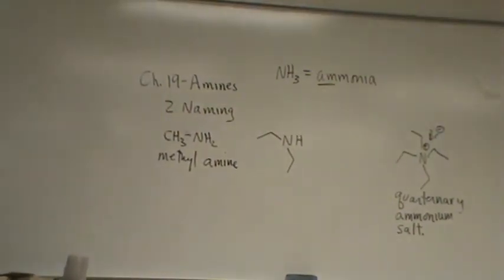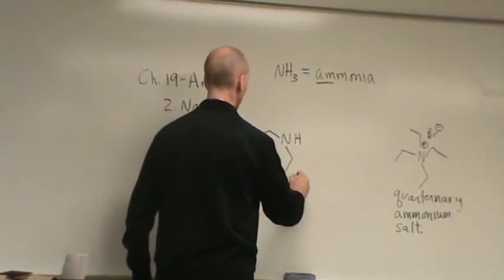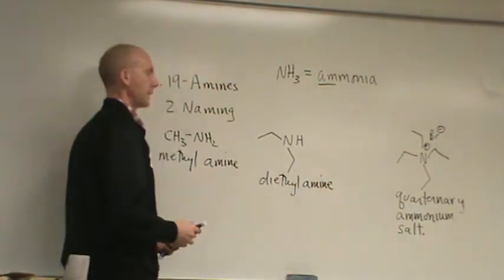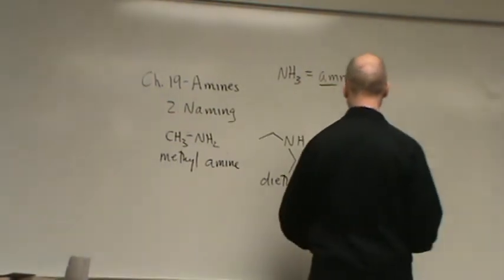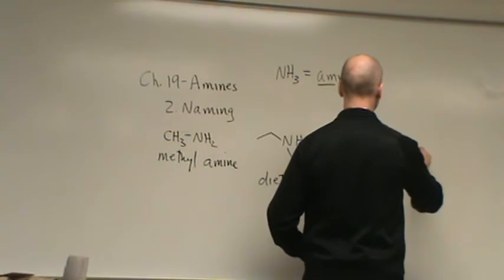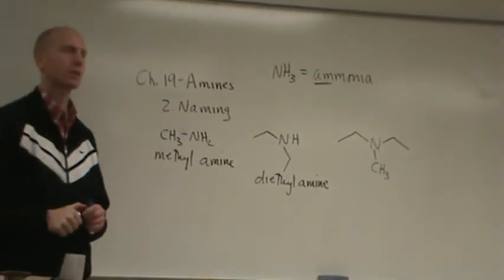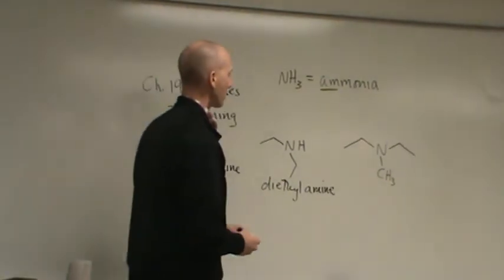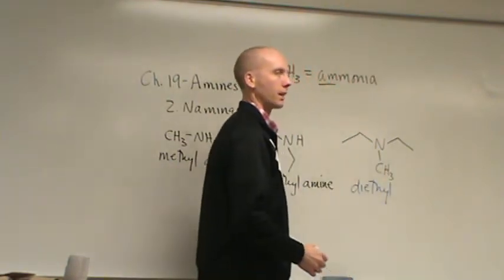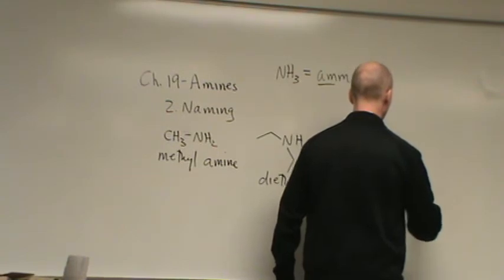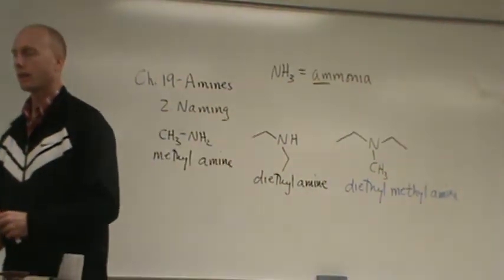What do you think the name of that amine is? You have two ethyl groups, so diethylamine. Pretty straightforward, aren't they? And all the groups don't have to be the same. So what would you do? Just name them in alphabetical order. Here you have two ethyl groups, so you have a diethylmethylamine. So you just put it in alphabetical order.